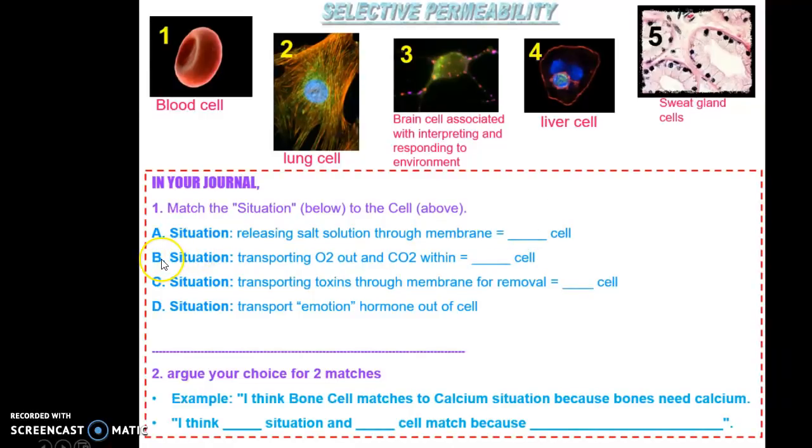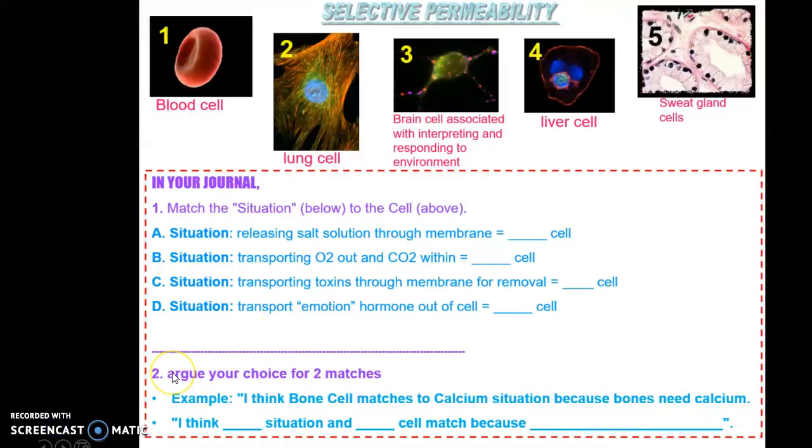Your job is to look at situation B, copy it down, and fill in the blank for what cell you think transports oxygen out and carbon dioxide within. Then you have situation C. Which cell do you think transports toxins through the membrane for removal? Remember, these cells are all doing selective permeability. They're deciding what goes in and out. Situation D is transporting emotion hormones out of the cell. So these cells want to pump emotion hormones out of the cell. Which cell of the body do you think is involved with emotions?